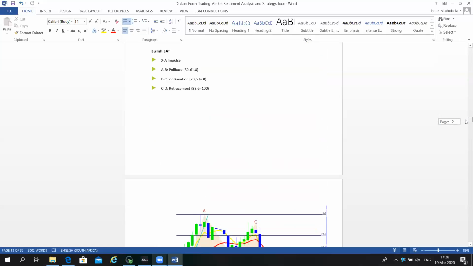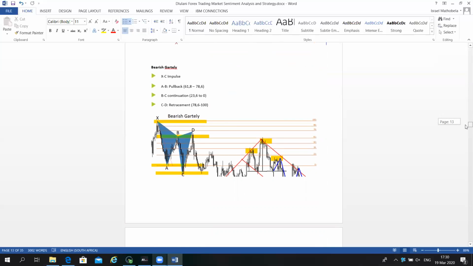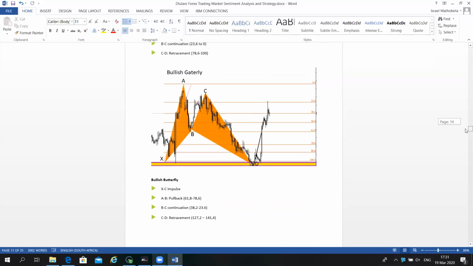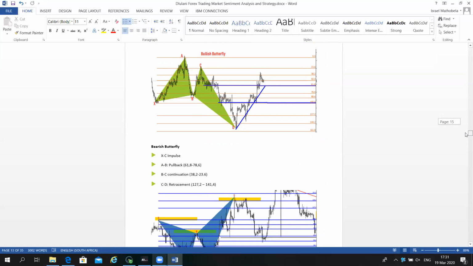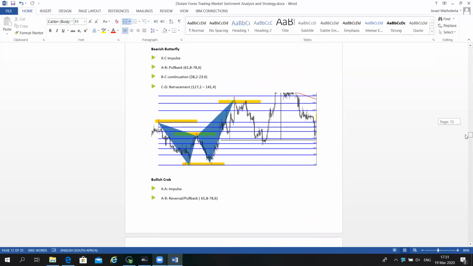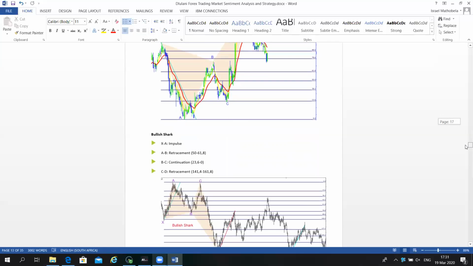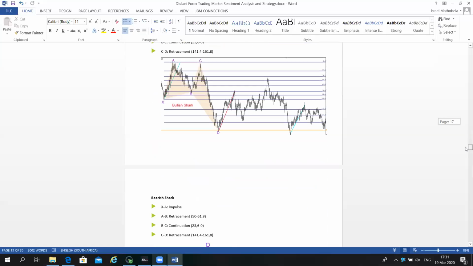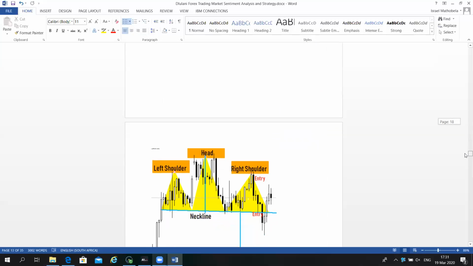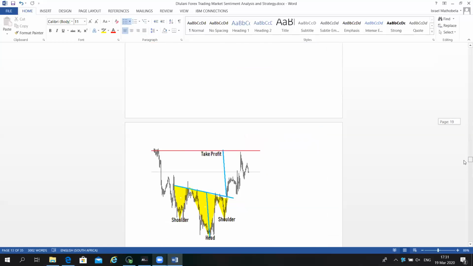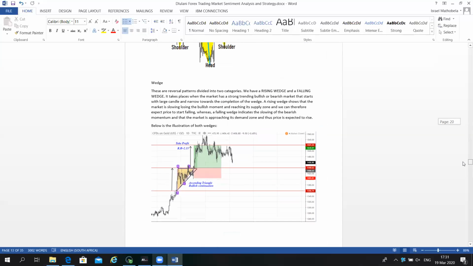That is your bearish bet. And there are others that I also discussed. That is your Gartley. This is your bullish Gartley. This is your bullish butterfly. Bearish butterfly, bullish crab, your bearish cipher, your shark pattern, your bearish shark, you have your heads and shoulders. Then you have your inverted heads and shoulders. Then you have your triangle.